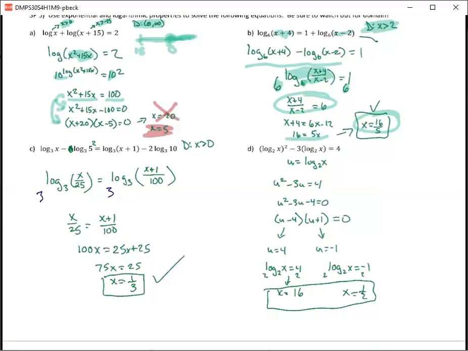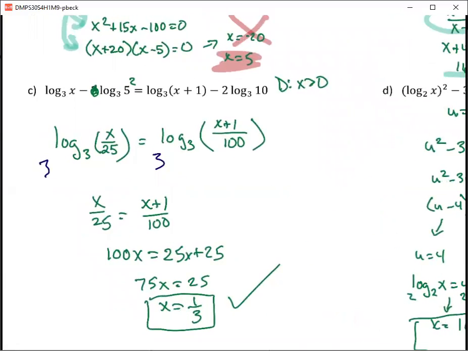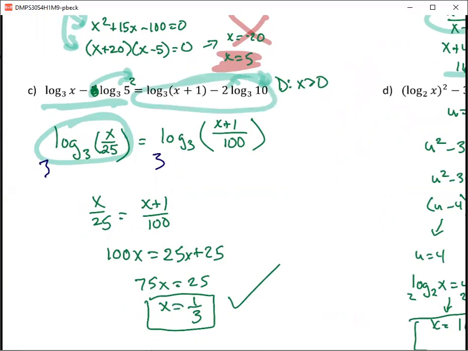For part C, first step I did was I took this 2, brought it up as an exponent, then combined these two into one, after of course I brought the 2 up. Then I take 3 to both sides, and 3 to the log base 3 undoes each other. We're left with the anti-log of x over 25. And then on the right side, we have x plus 1 over 100, and now we solve this linear equation.